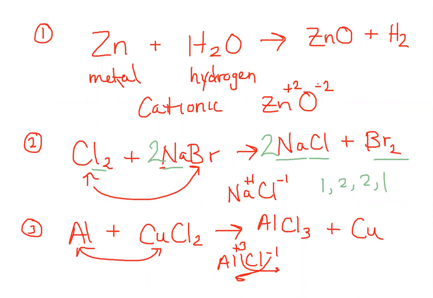1 aluminum, 1 aluminum, 1 copper, 1 copper. Uh-oh, we got 2 chlorines and 3 chlorines, which means we have to put a 3 here and a 2 here. So now we have 6 chlorines and 6 chlorines, but that gives us 3 coppers. So we got to put a 3, and that gives us 2 aluminum. So we got to put a 2, and our coefficients are 2, 3, 2, 3.